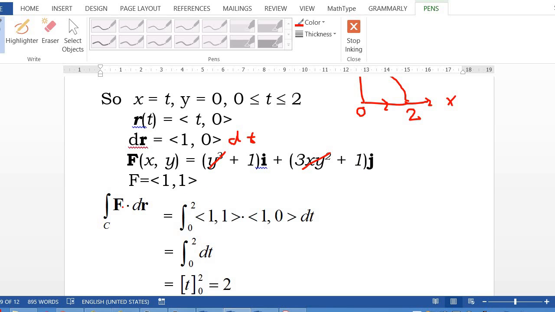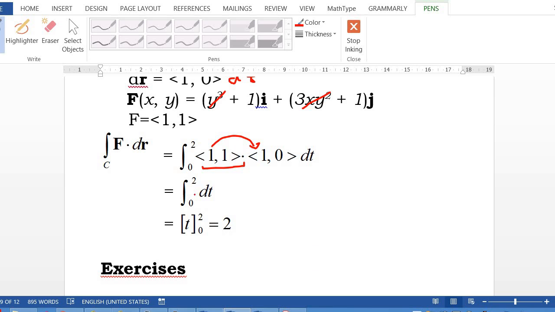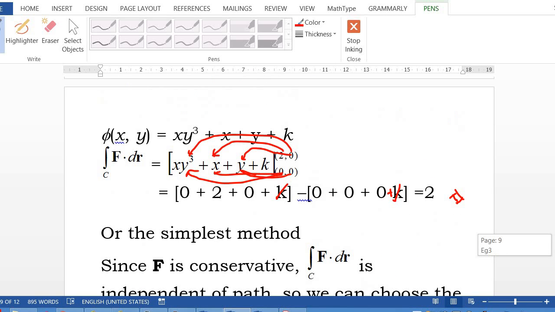So evaluate the line integral of f dot dr. This is f, 1i plus 1j, dot dr, which is 1i plus 0j dt. Doing the dot product, I have 1 times 1 plus 1 times 0, which is 1 dt. Integrate 1 dt, you have t, so plugging in 0 to 2, you have the answer 2. Check back, is it the same as what we obtained using the potential function? Yes, the same.